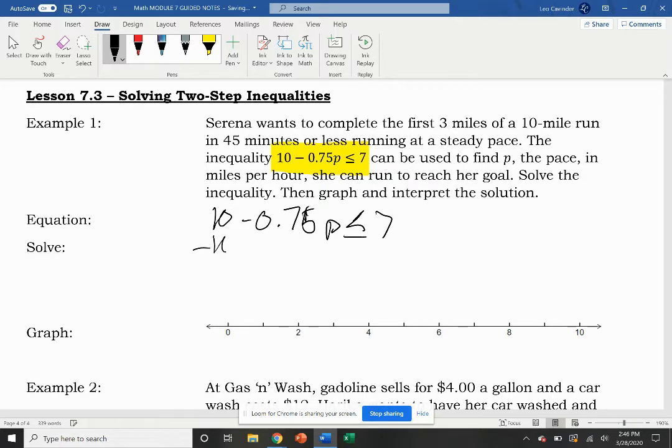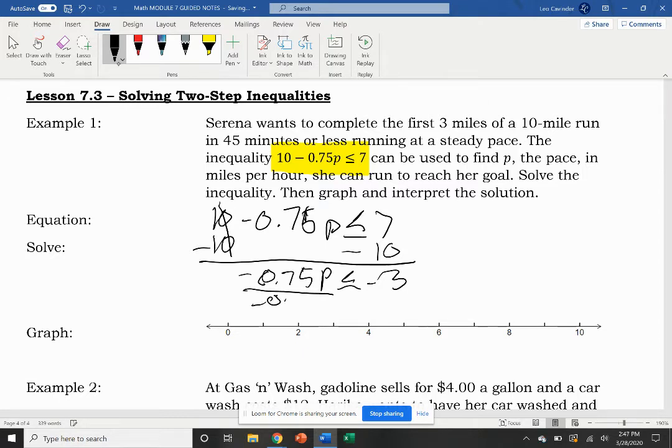So first thing we're going to do is two steps. We're going to subtract 10 from both sides just as if it was an equation. This cancels out. It gives us negative 0.75p is less than or equal to negative 3. And then we're going to divide by negative 0.75.